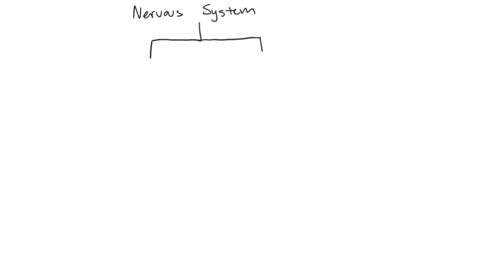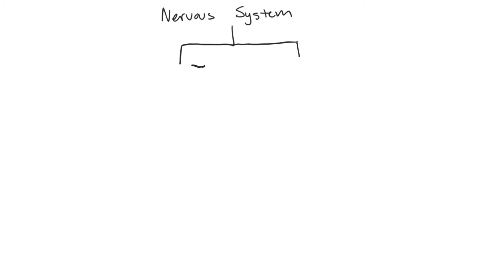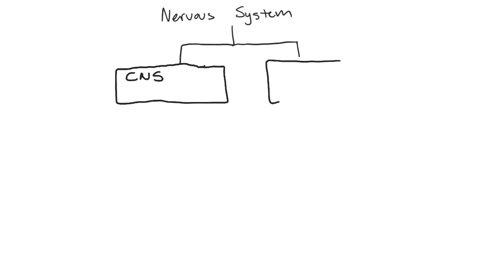Okay, so the last thing we're going to do is split up the nervous system into its different parts, okay? All right, yeah, it's nothing to be nervous about. All right, so the first split we've already talked about. The central nervous system and the peripheral nervous system. The central nervous system is made of your brain and spinal cord.